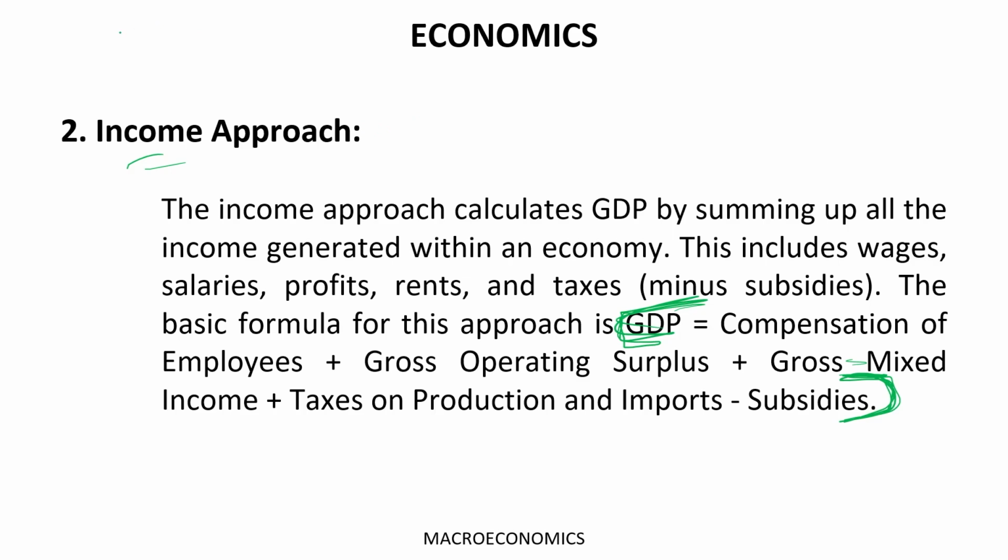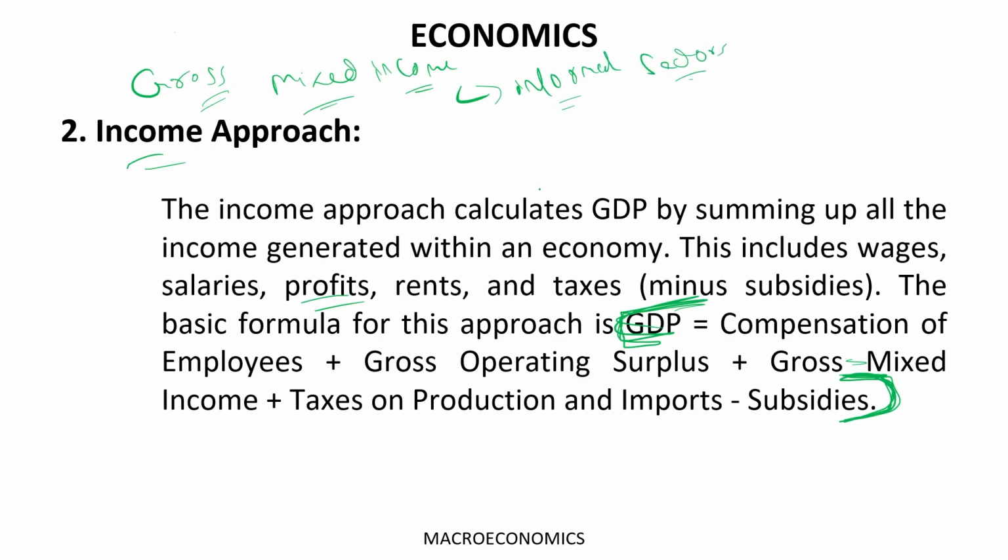In this formula, compensation of employees is basically the salaries, wages and other monetary benefits given during a certain period to the employees. All these things are included in employee compensation. Plus gross operating surplus, which is the profit, dividends and all those things. Thereafter, plus gross mixed income. Now, what is the meaning of mixed income? Basically, it is used for informal sectors.